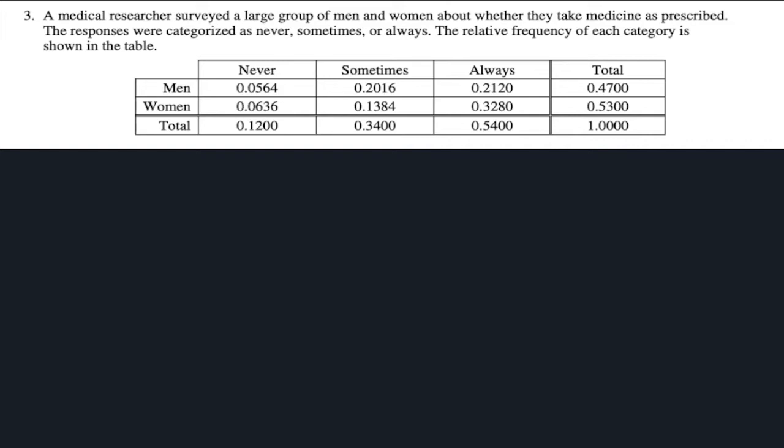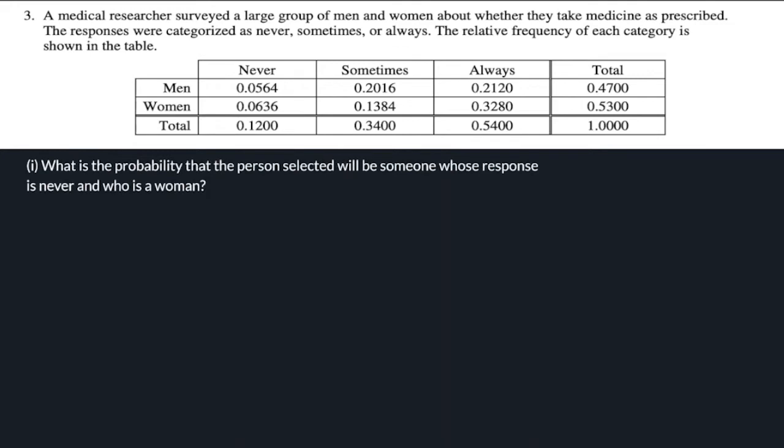So, for part 1 here, we're asking, what is the probability that the person selected will be someone whose response is never and who is a woman? Just looking at the never column, we can go down and see where it lines up with woman. Going down the column, we see that in the woman row it aligns at 0.0636. So that is our answer for the probability that the person selected will be someone whose response is never and who is a woman.